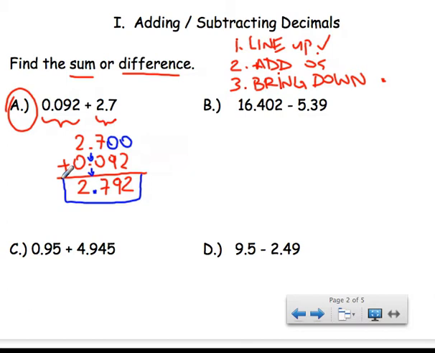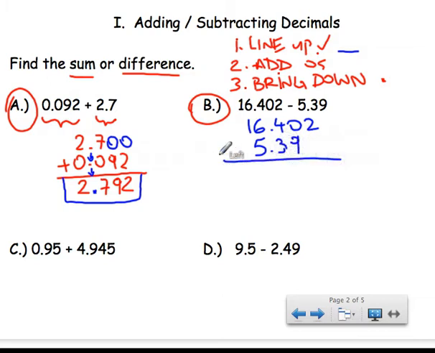The steps for subtraction are exactly the same. So if I were going to subtract 16 and 402 thousandths minus 5 and 39 hundredths, I'll do this in blue. The first step is to line them up. So that's 16.402 minus 5.39. You can see my decimals are lined up. Step 1 is done. Step 2 is to add zeros. There's one place I'll need to add a 0, which is right here. Step 2 is done. And the last step is to subtract and then bring down the decimal.